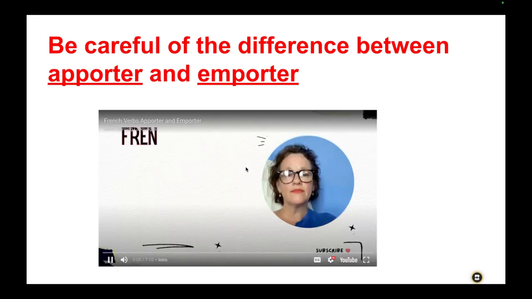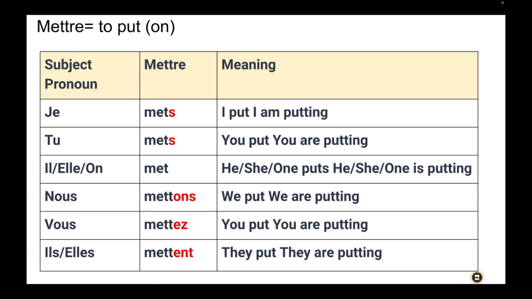I'm going to go to the next verb. It's the verb mettre, and you are going to need this verb to be able to describe what you're wearing. So we saw the verb porter, and this is another verb that you can use with clothing. So mettre belongs to the third group, which is the verbs ending with an re. This verb is irregular.